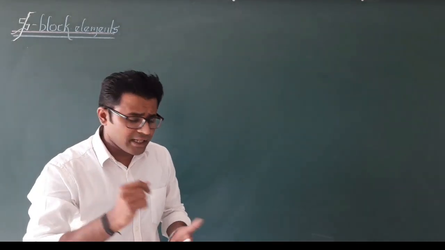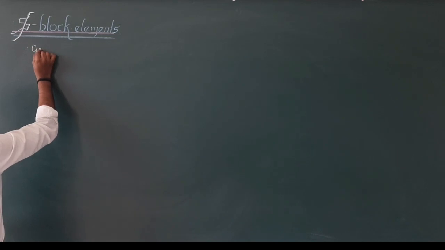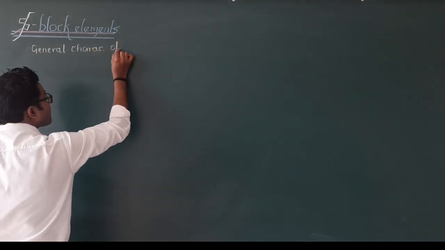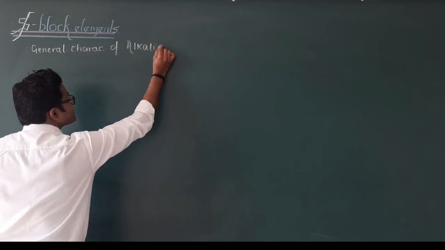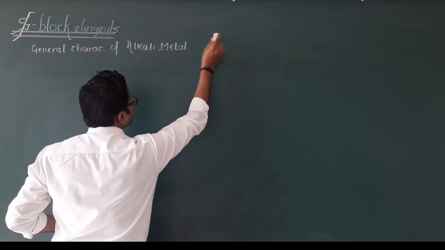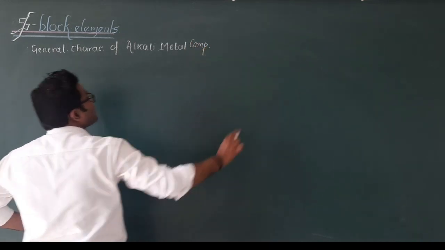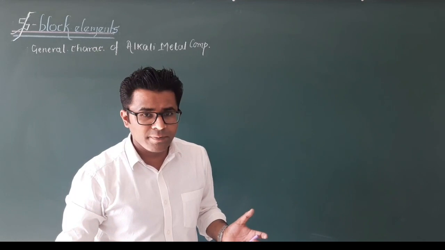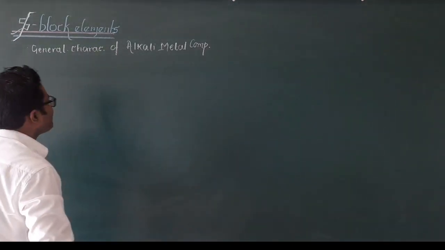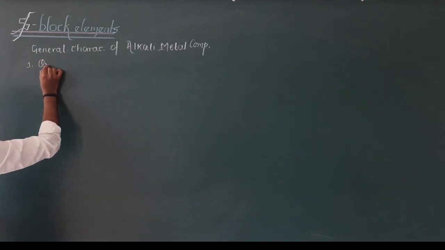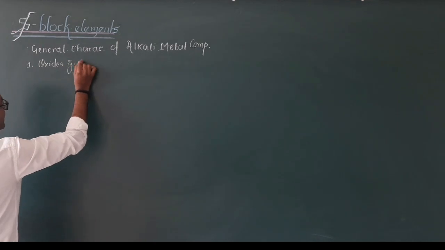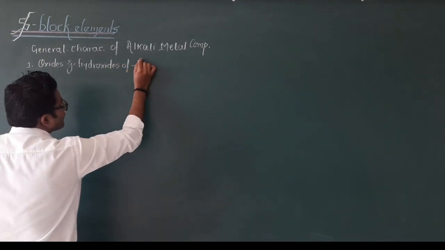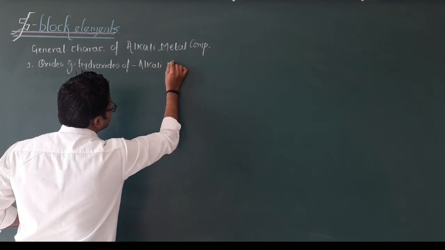So, moving forward with the next section, that is going to be the general characteristics of alkali metal compounds. Now we are going to take a look into the different types of compounds that they exhibit and what happens upon the reactions. Starting with the first one, what we have here is the oxides and hydroxides of alkali metals.